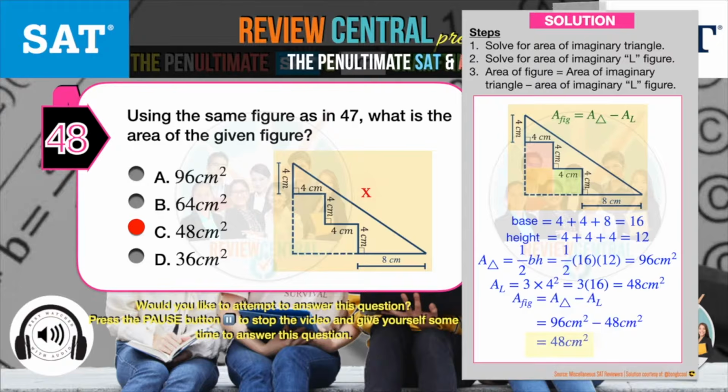We already determined earlier that the area of the figure is equal to the area of the imaginary triangle, minus the area of the imaginary L-shaped figure. Therefore, the area of the figure is equal to 96 minus 48, or 48 square centimeters.